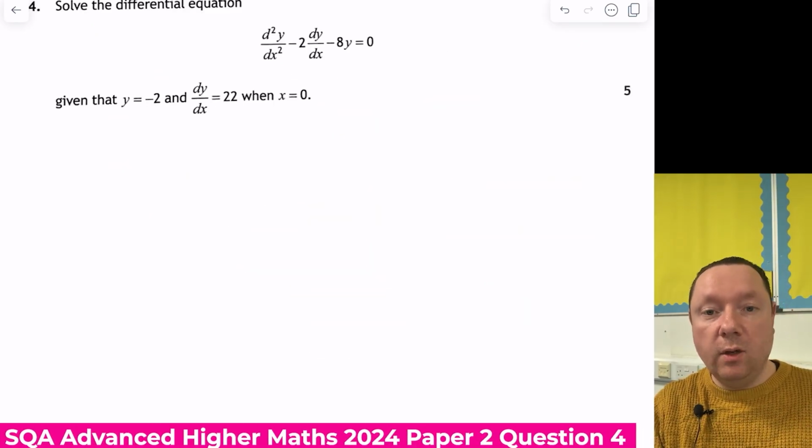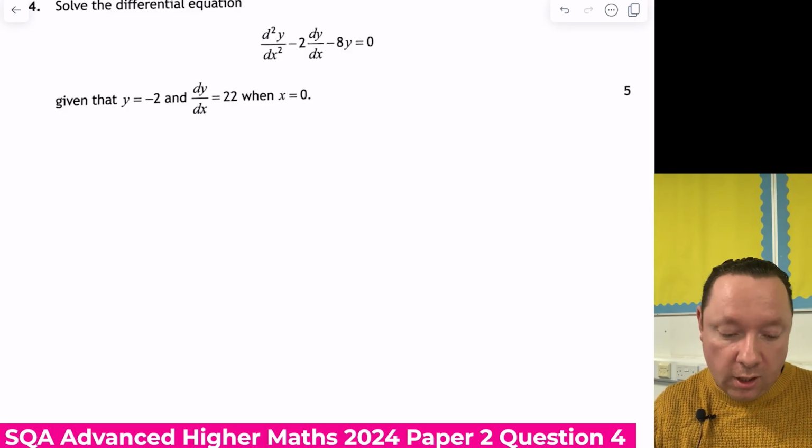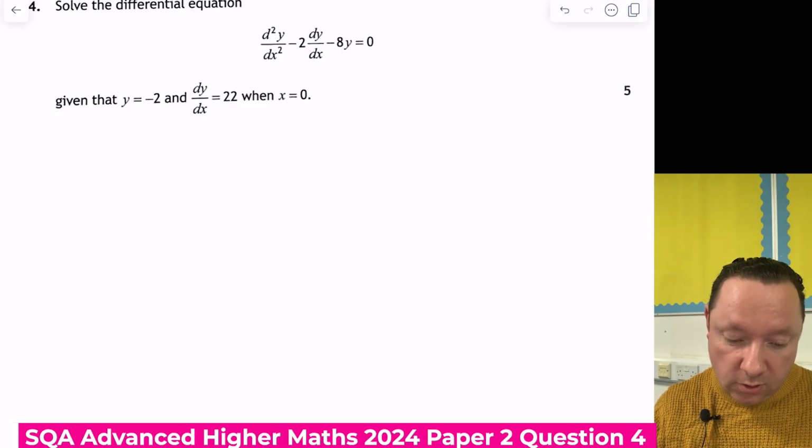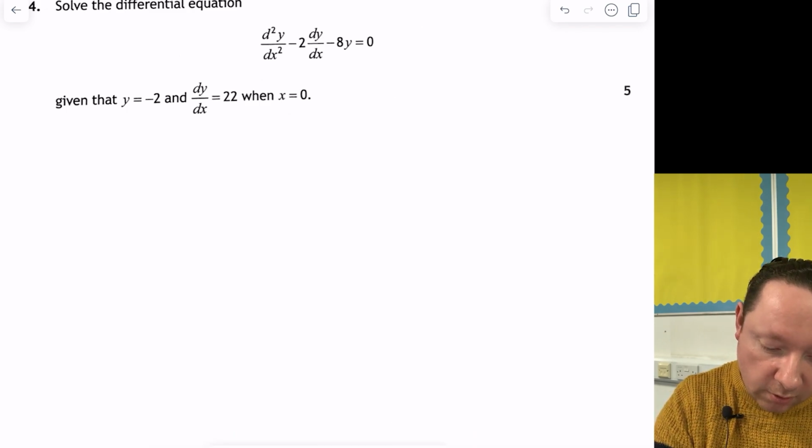SQA Advanced Higher Maths 2024, Paper 2, Question 4. Solve this differential equation. So it's a second order. d squared y by dx squared minus 2 dy by dx minus 8y is 0. So we can just use the auxiliary equation then. And we're given some information, but let's just start there.